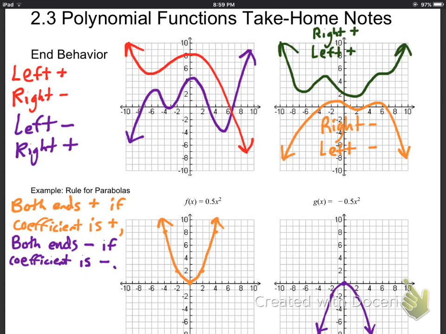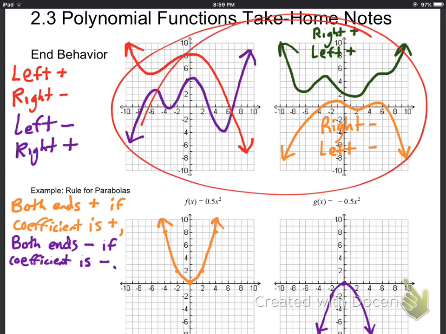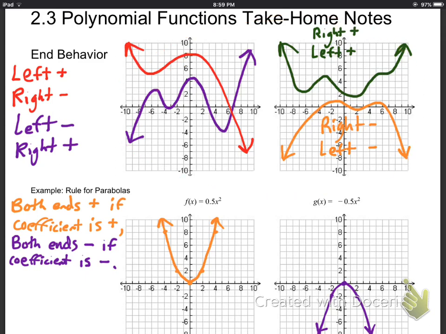It'll take you a little longer to come up with a more general one, but I want you to see if you can figure out, of these four situations up here, when does each situation happen? When is the right negative and the left positive, for example? Or when are they both positive?